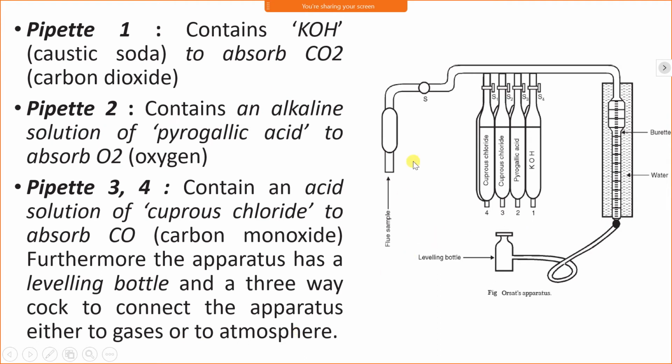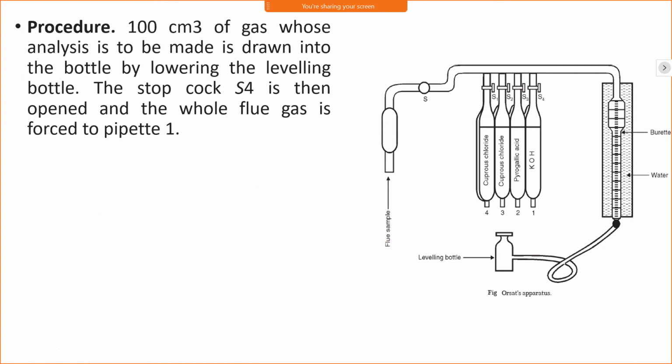This is the valve which connects the gas with the atmosphere or the pipette. Now, the procedure for the Orsat analysis: 100 cc, that is 100 cubic centimeters, of the gas whose analysis is to be made is drawn into a bottle by lowering the leveling bottle.